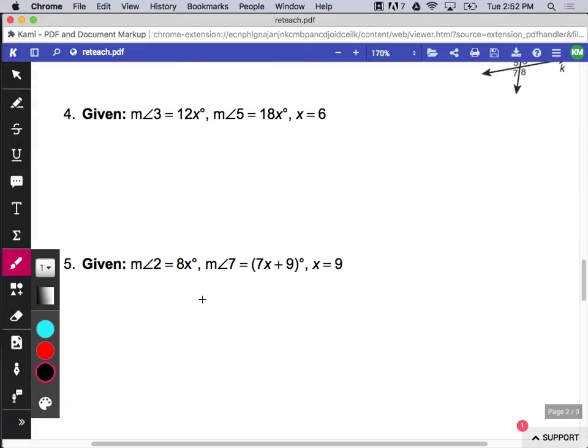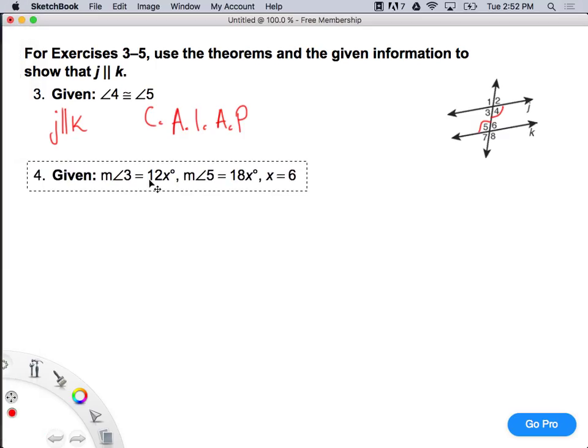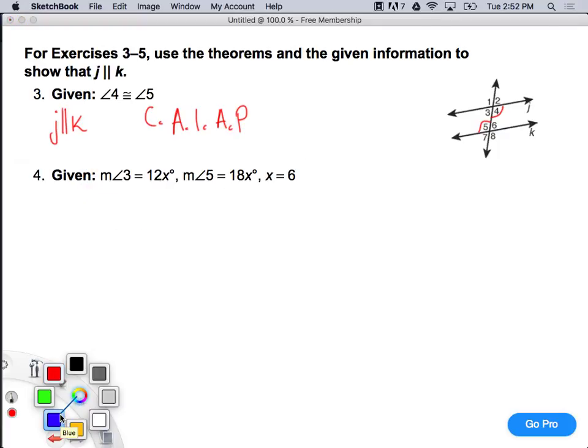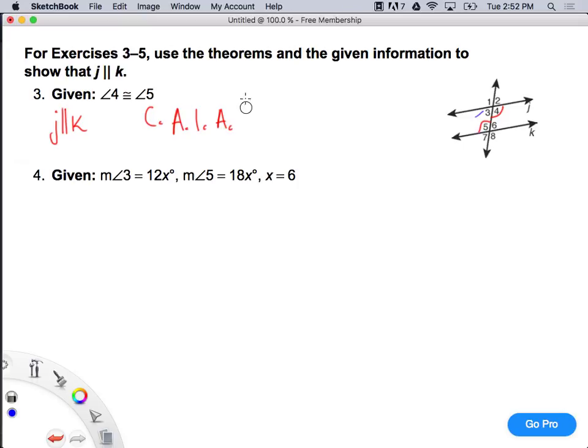Let's continue. Number 4. You see how this one is exactly the same as the other one? This one says measure of angle 3 is 12x. Here. Yeah? They end with theorem, not postulate. What? It says converse of alternate interior angles theorem. Okay, sorry. You know what, honestly, it's all good. Same thing.